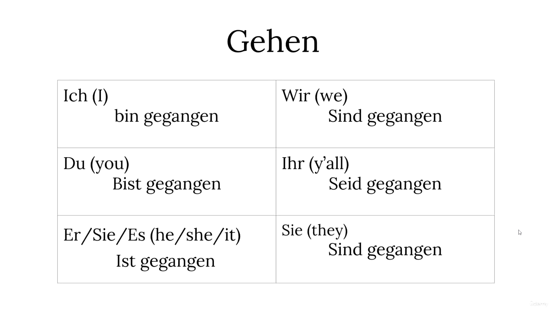Let's go through the verb gehen one more time, which means to go. As you know, gegangen is the special form that never changes. And because it's a verb where you move, you use sein, based on the pronoun, of course. So you say, ich bin gegangen. Du bist gegangen. Sie, er, es ist gegangen. Wir sind gegangen. Ihr seid gegangen. Sie sind gegangen.